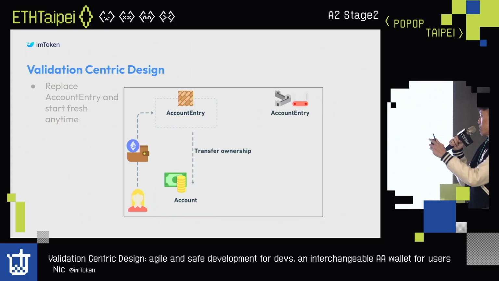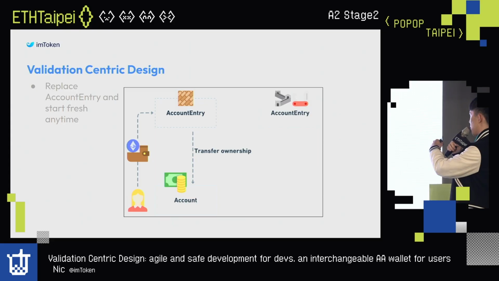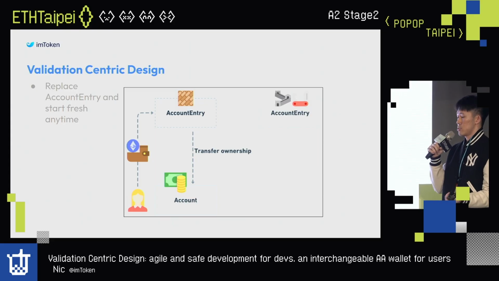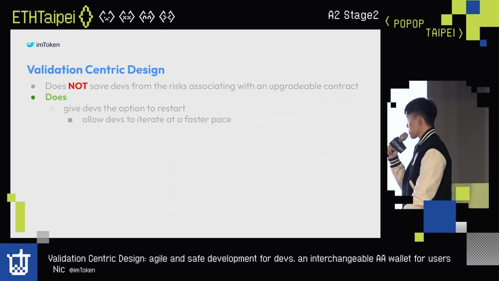You can just simply switch from an old account entry contract with simple logic and simple features to a very complex one. Just one transaction, and you can leave all your technical debt behind.